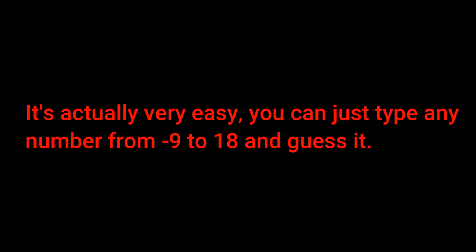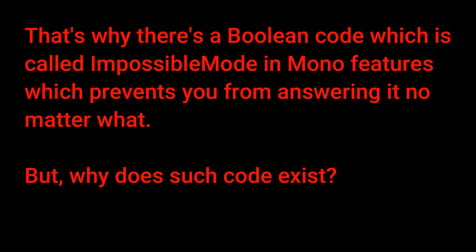So first, let's talk about how you would answer it. It's actually very easy. You can just type any number from -9 to 18 and guess it. That's why there's a Boolean code called impossible mode in mono features which prevents you from answering it no matter what. But why does such code exist?